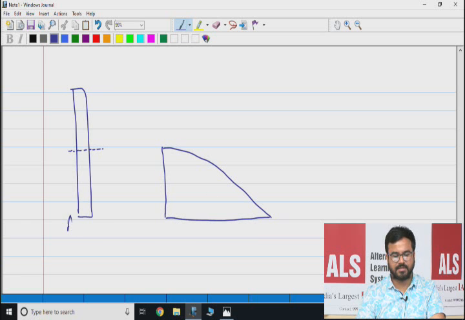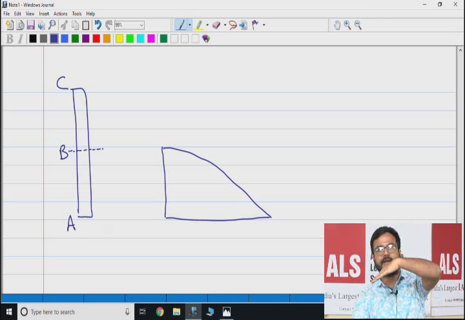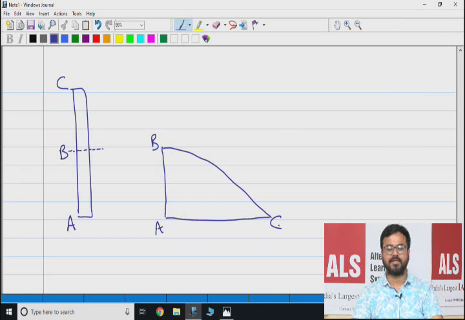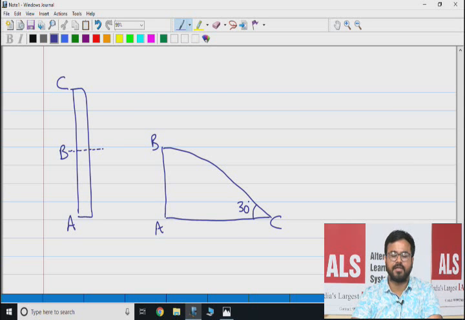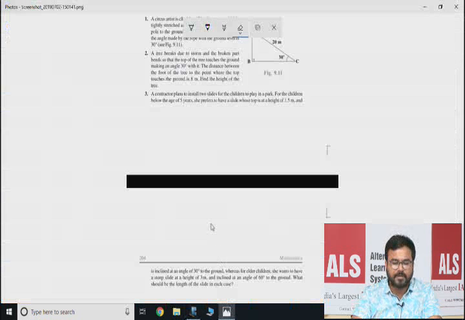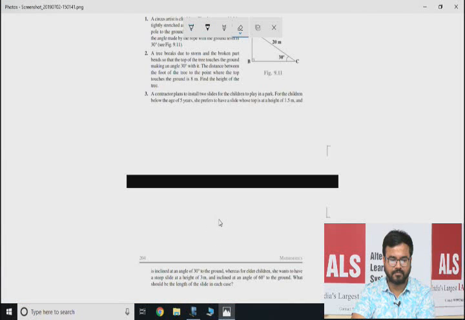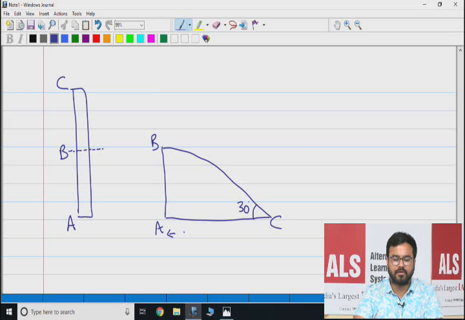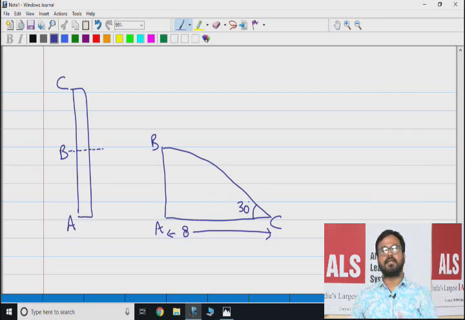Let's say this is A, this was B, and this was C. From point B it got bent like this. So A is here, B is here, and C is here, touching the ground, and it makes an angle of 30 degree over here. The second information says the distance between the foot of the tree and the point where the top touches the ground is 8 meter. So this is 8 meter, this is what is given to you.